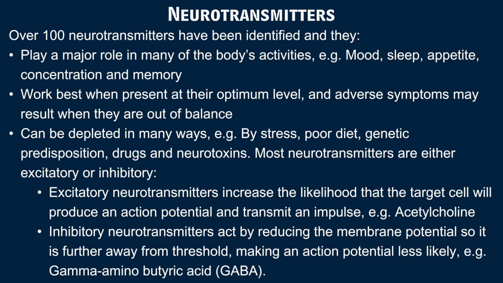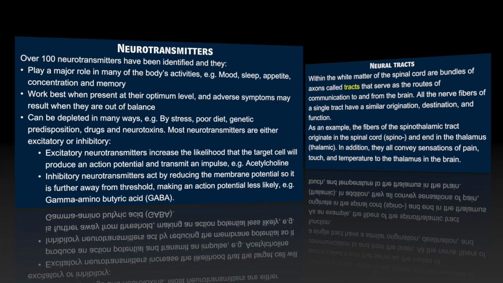Most neurotransmitters are either excitatory or inhibitory. Excitatory neurotransmitters increase the likelihood that the target cell will produce an action potential and transmit an impulse, for example, acetylcholine. Inhibitory neurotransmitters act by reducing the membrane potential, so it is further away from threshold, making an action potential less likely, for example, gamma aminobutyric acid.